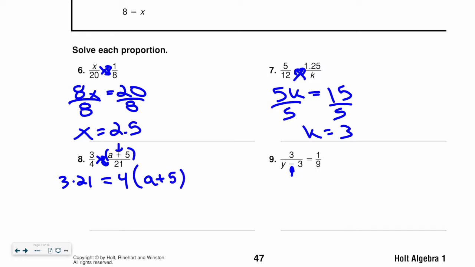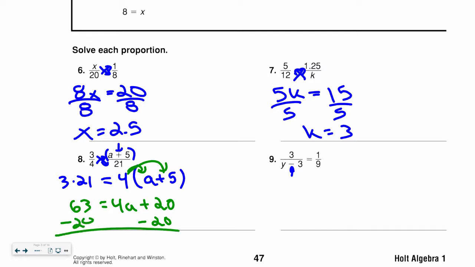Now, if I do that, I have to remember how to distribute. And distributing is just multiplying. So 3 times 21, I'm going to do that. That's 63 equals 4a plus 20. Now I subtract my 20 from both sides. I get 43 equals 4a. Now I divide by 4. And I get a equals 10.75.